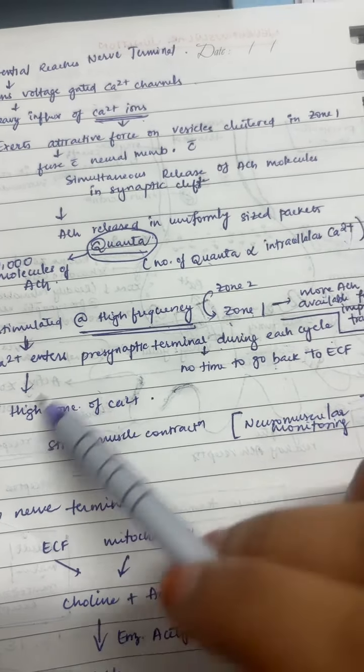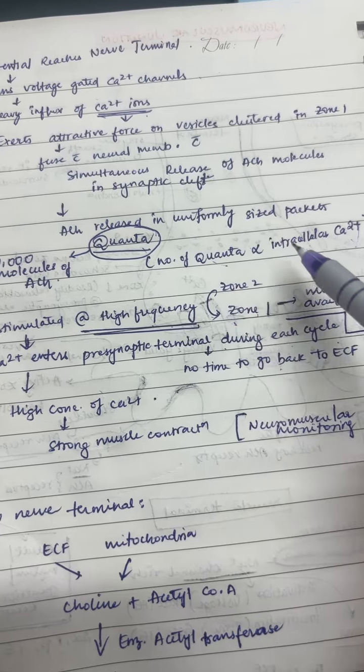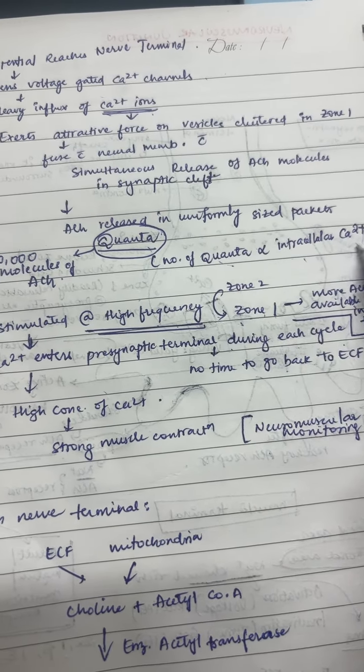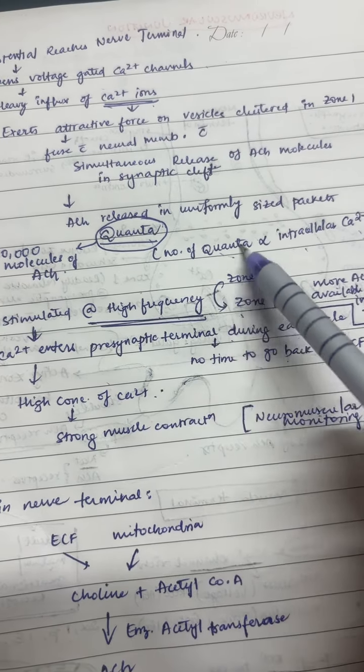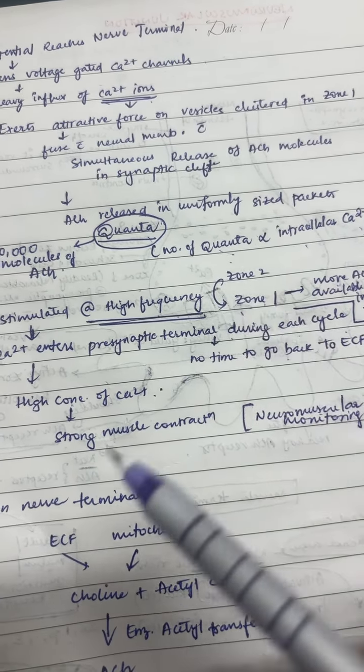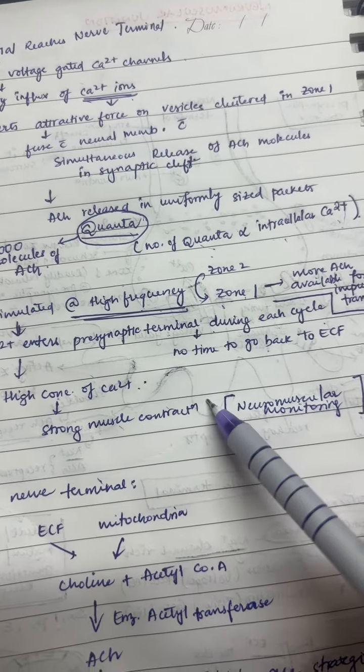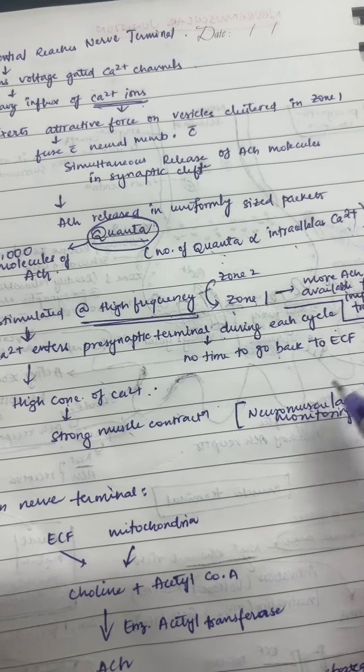So coming to the implication, the number of quanta is directly proportional to the intracellular calcium. With a high concentration of calcium, a greater number of quanta are released, which causes strong muscle contraction, and this is used in neuromuscular monitoring.